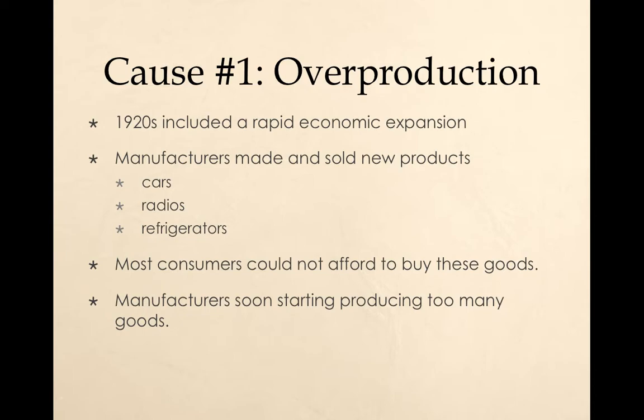overproduction. The 1920s had witnessed rapid economic expansion as manufacturers made and sold new products like cars, radios, and refrigerators. Many consumers, however, lacked the money to buy these goods, so manufacturers were soon producing more goods than they could actually sell.